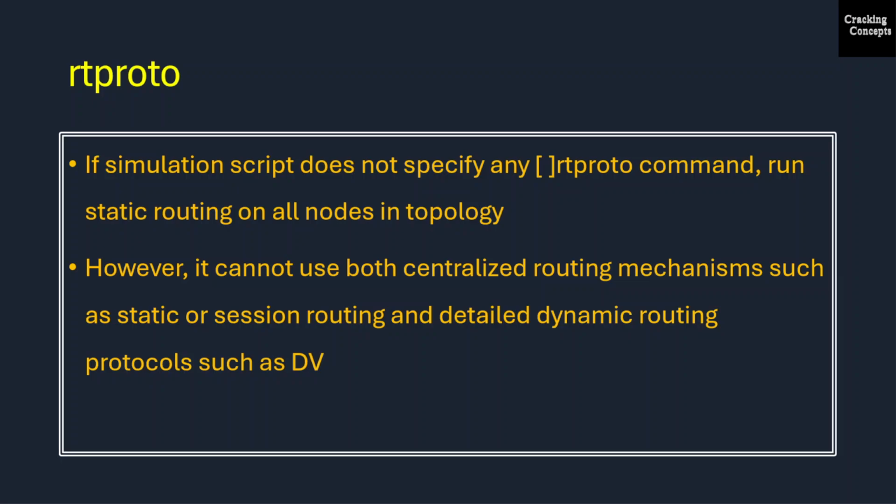If a simulation script does not specify any rtproto command, then ns will run static routing on all the nodes in the topology. Multiple rtproto lines for the same or different routing protocols can occur in a simulation script. However, a simulation cannot use both the centralized routing mechanisms such as static or session routing and detailed dynamic routing protocols such as distance vector.